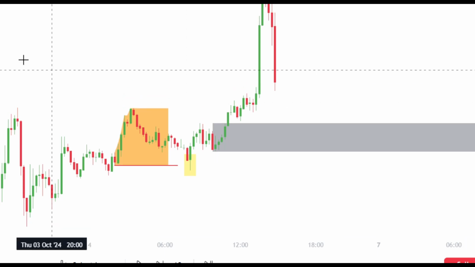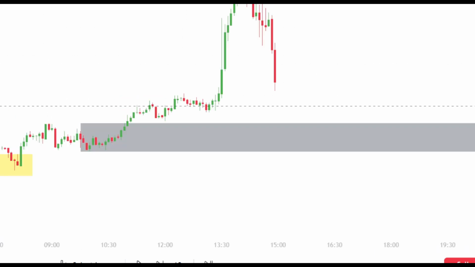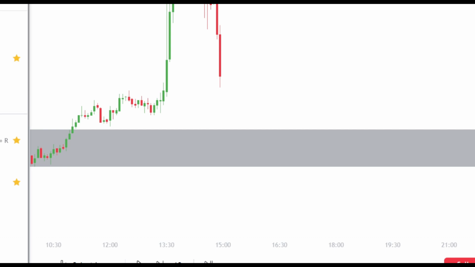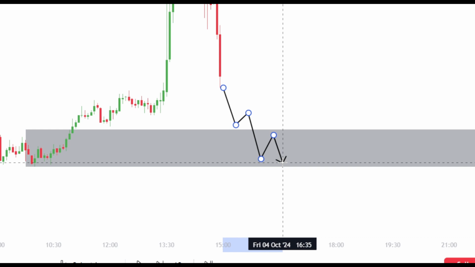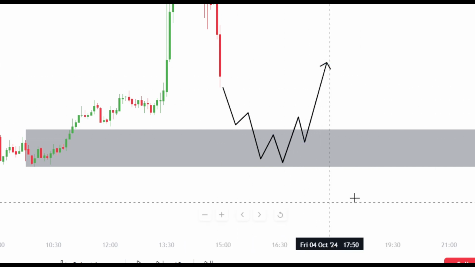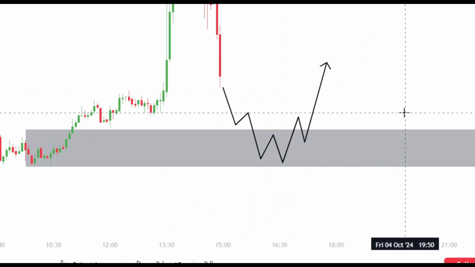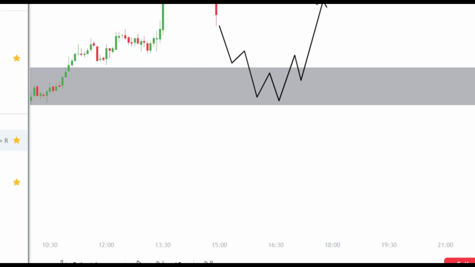So when price gets into this 15-minute fair value gap, if we go down to the 5-minute time frame, when price gets into this 15-minute fair value gap, we are looking for something very simple. We are looking for this. That's all we're looking for. So it's very simple on the surface, but we're going to be using order flow to our advantage.